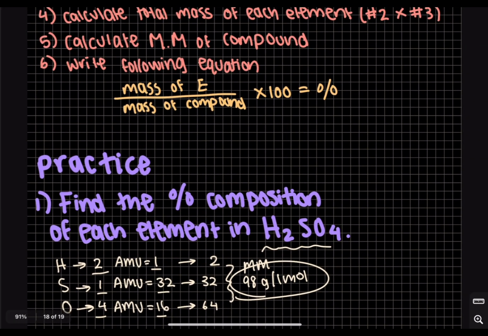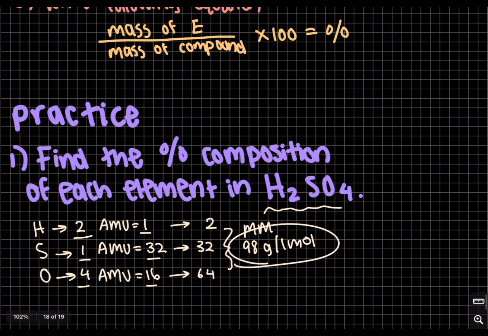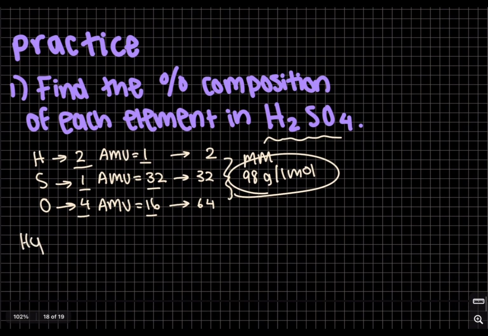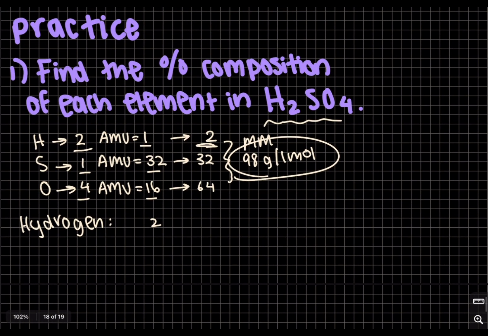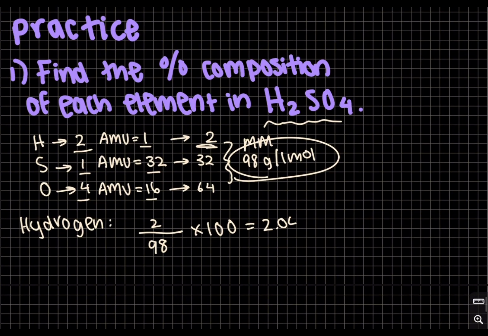Now, step 6. Write the following equation for each of the elements. So the mass of the element, let's do it for hydrogen, okay? So for hydrogen, I'm going to write the mass of the hydrogen, which was 2, over the mass of the compound, which I've gotten is 98, multiplied by 100 to get the percent composition. I have my handy dandy calculator right next to me, and I'm just going to do 2 divided by 98 times 100, and my answer is 2.04, or you can just write 2%. So that is the percent composition of hydrogen.